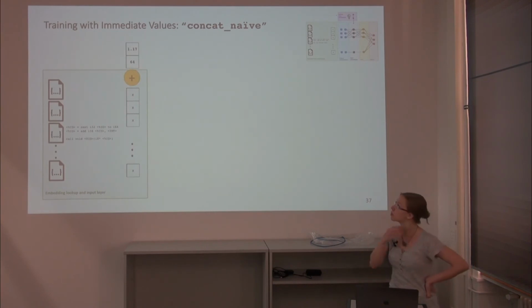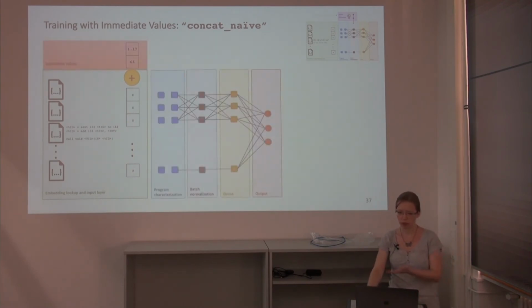In a first, naive way of looking at immediate values, we just concatenate them at that point. That's the plus symbol here. And then we just go through the rest of the layers as we did for the regular neural network architecture.